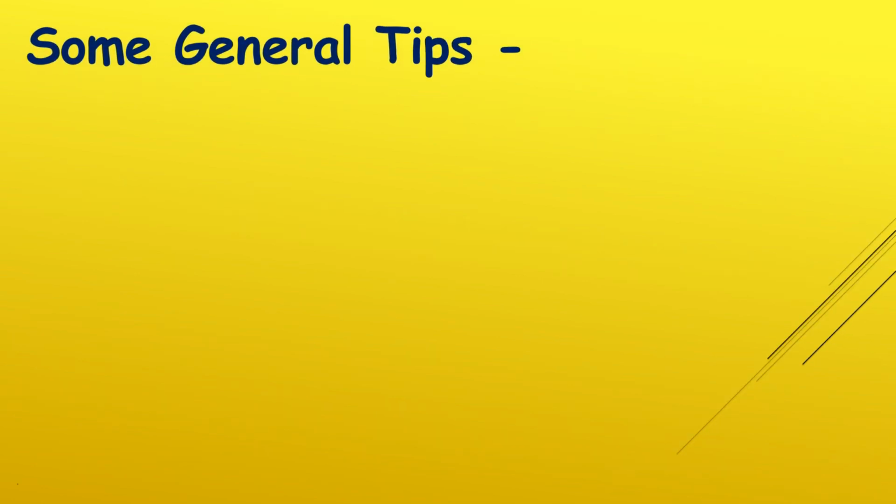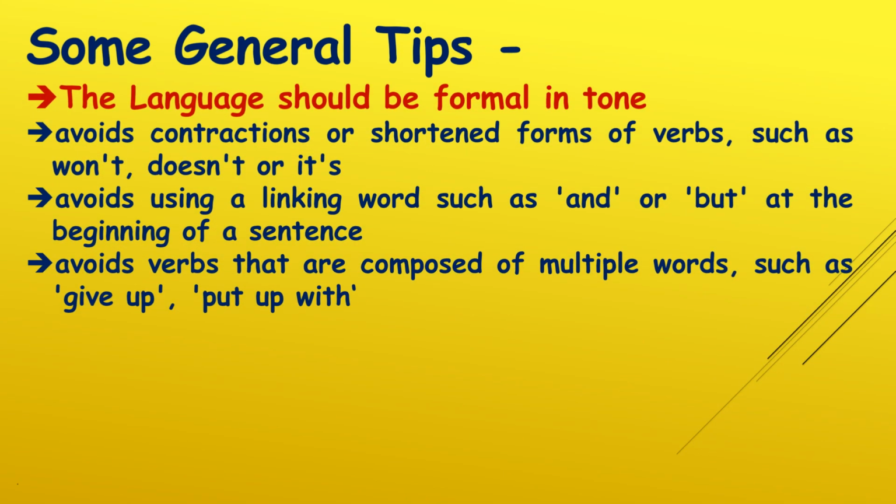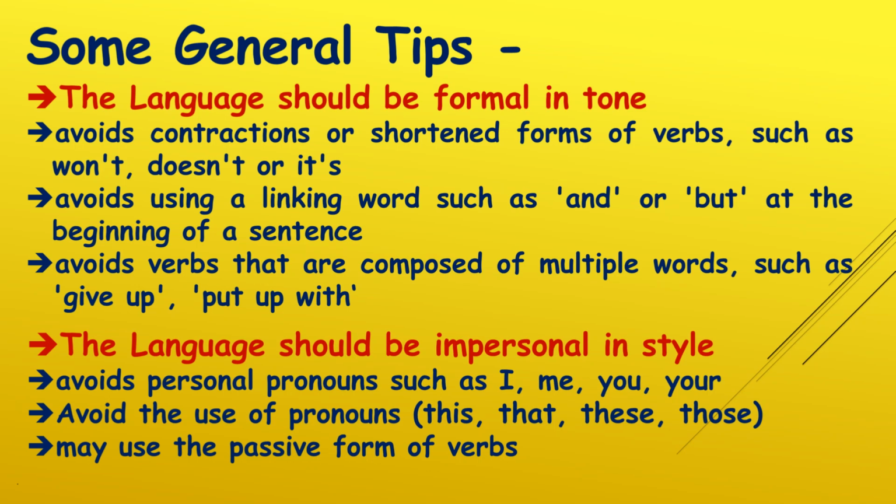Now I want to add some general tips. First of all, the major requirement for writing a research paper is that the language should be formal in tone. So you should avoid short forms of verbs such as wouldn't, doesn't, it's, and also avoid words like and, but at the beginning of a sentence. Also don't use informal words such as give up, put up. Other than this, the language should be impersonal in style. That's why we use the passive form.